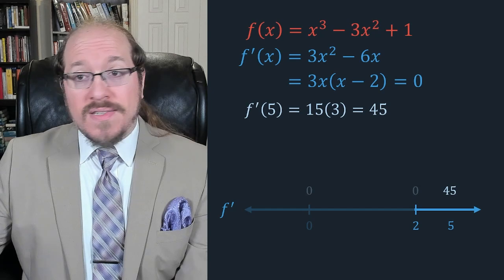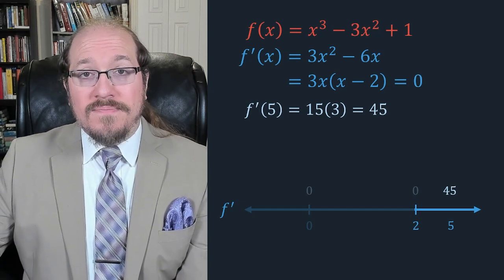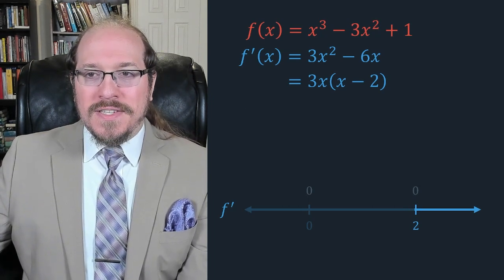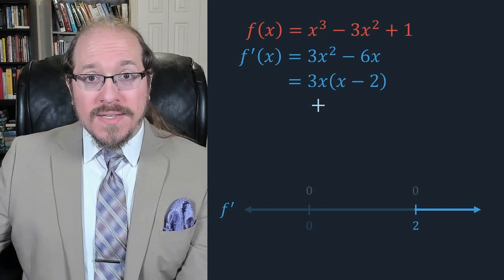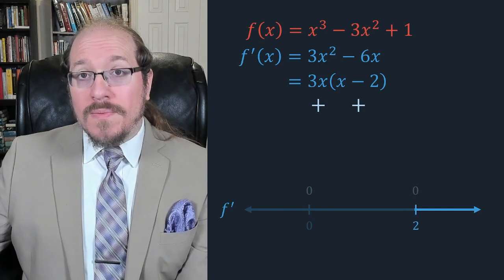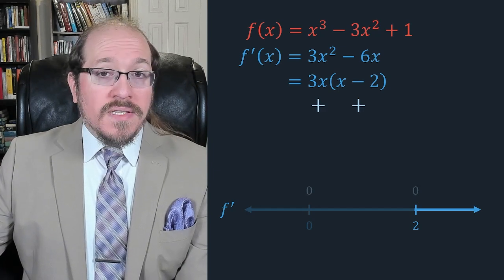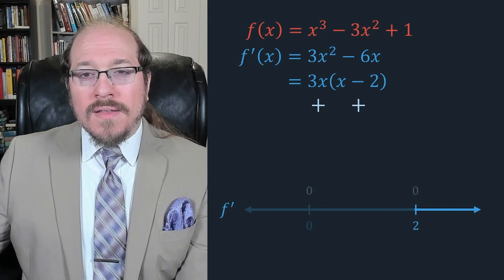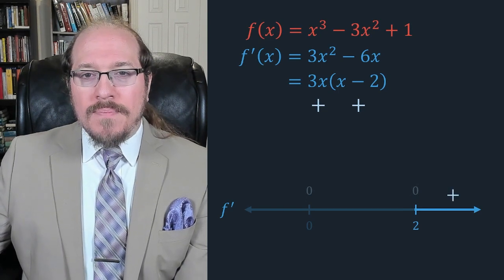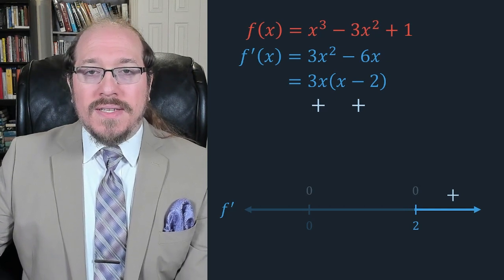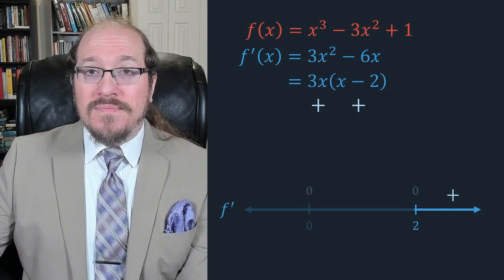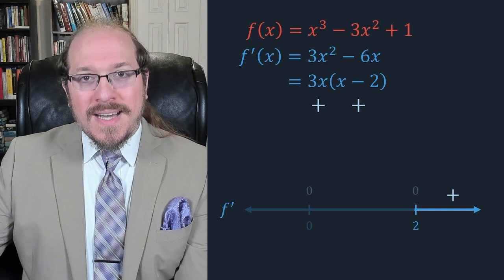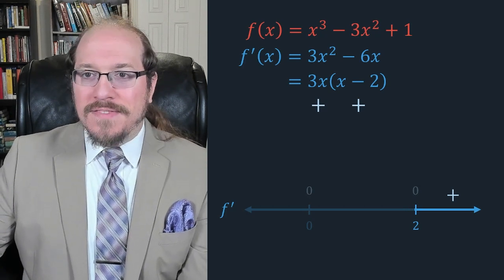That tells us that f has a slope of 45 at x equals 5. But we can actually say more than that. If we pick any number bigger than 2, then 3x will be positive, and x minus 2 will also be positive. A positive number times a positive number is always a positive number, so no matter what, for all values bigger than 2, we can conclude that f prime, the slope of f, must be positive, so f must be increasing. We don't even actually need to do any arithmetic here. We can just reason things out based on the signs of the numbers, positive or negative.